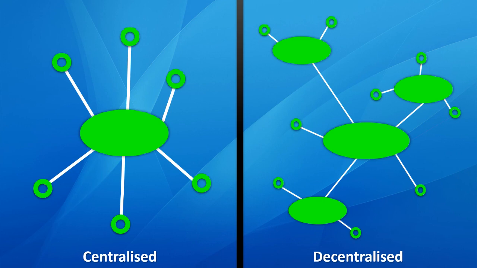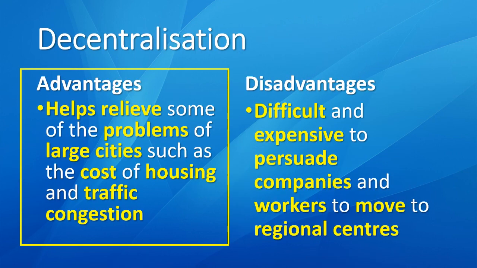This is how decentralization is illustrated. On the left, when everything is centralized, there's one major location and everything stems from it. Decentralization splits that major focus into smaller sections with smaller splits. And that will result in less pressure on the city. The advantage is that it helps relieve some of the problems of large cities, such as the cost of housing and traffic congestion, because now they've moved, you've just convinced them to move elsewhere.